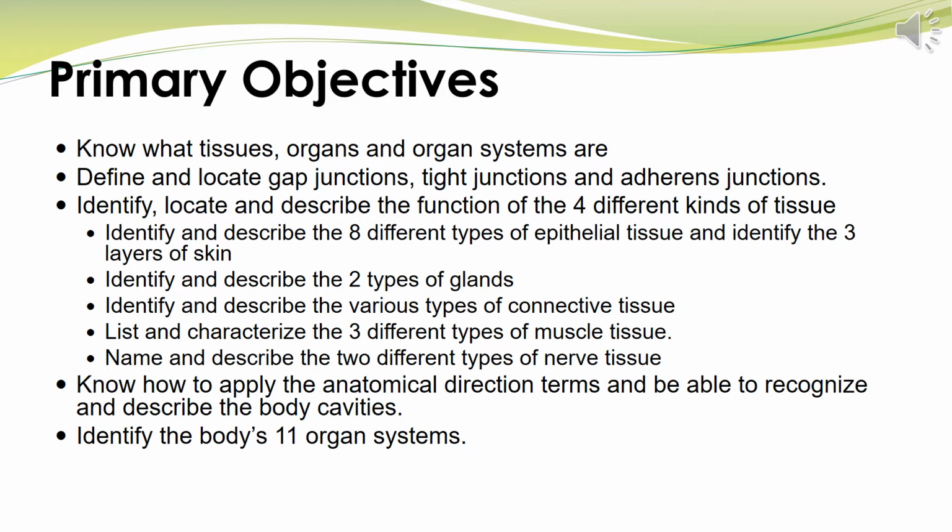We're going to identify, locate, and describe the function of the 4 different kinds of tissues, which involves identifying and describing the 8 different types of epithelial tissue, and identifying the 3 layers of skin, identifying and describing the 2 types of glands. We're going to identify and describe the various types of connective tissue, list and characterize the 3 different types of muscle tissue, and then finally name and describe the 2 different types of nerve tissue.